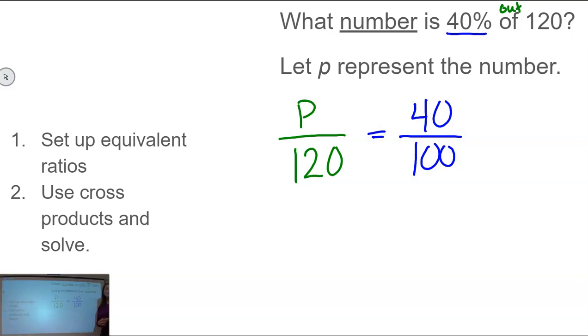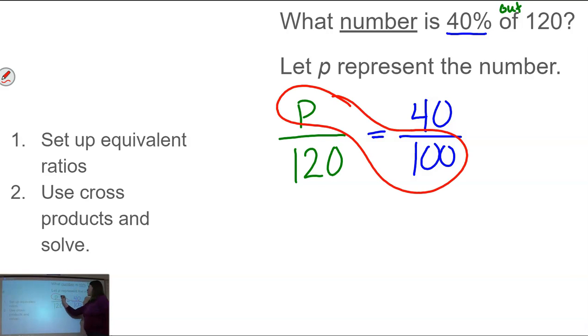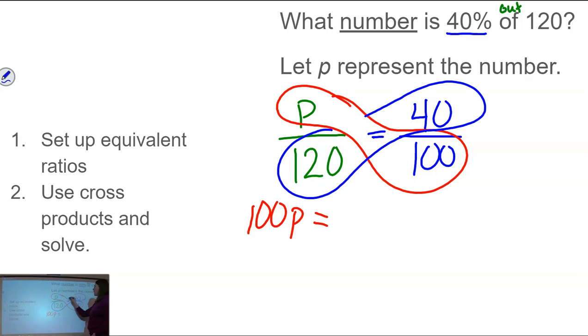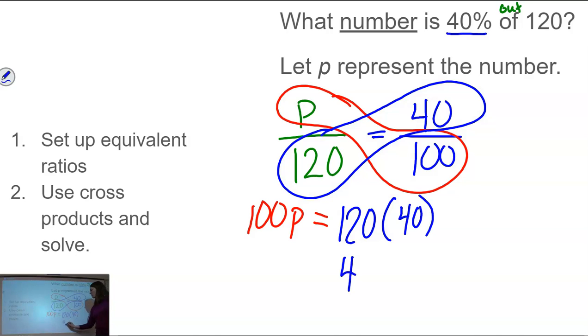Now go ahead and use your cross product. So I'm going to multiply P times 100. So that's just 100P equals the 120 times the 40. So 120 times 40 is 4,800. And that equals 100P.